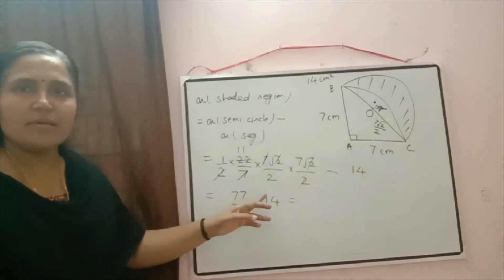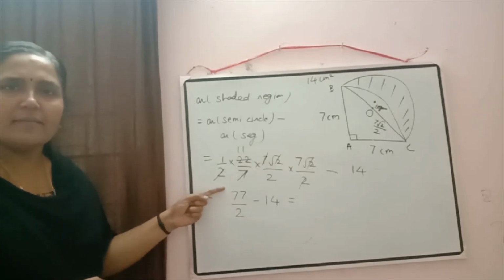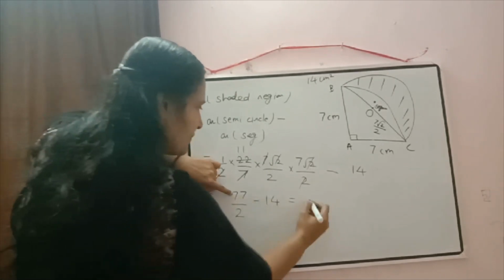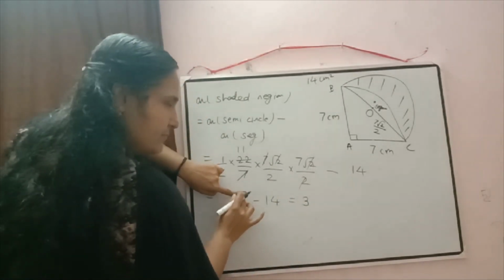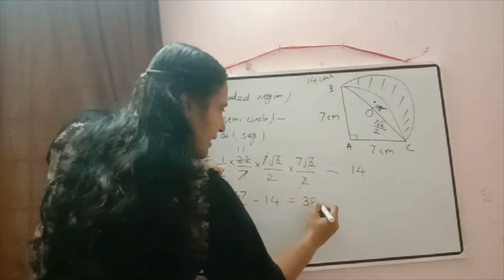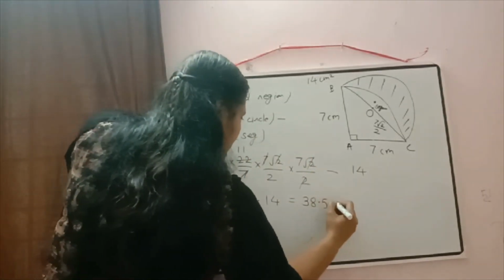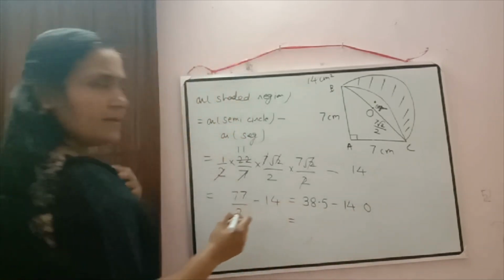Now instead of doing the cross multiplication, here only we can convert in decimal. What will come? 77 by 2. Just divide it mentally. 2 3s are 6. 7 minus 6, 1 will come. So 17. 2 8s are 16. Now 1 will remain there. So point we will put, then we will get 10 there. So 38.5 minus 14 can be written as 14.0.